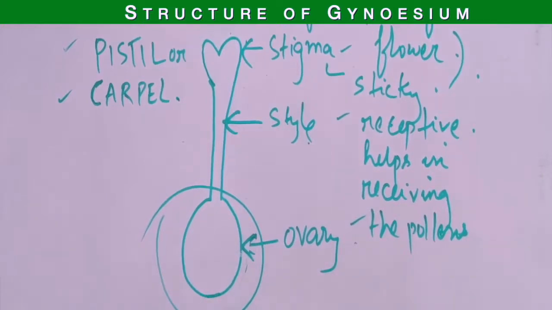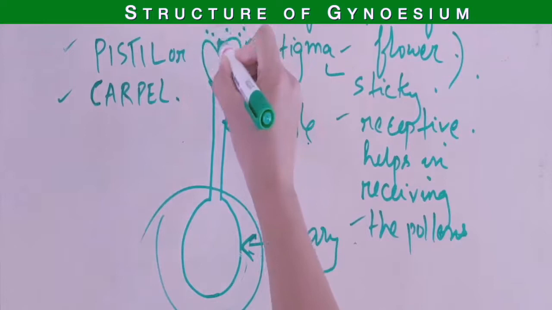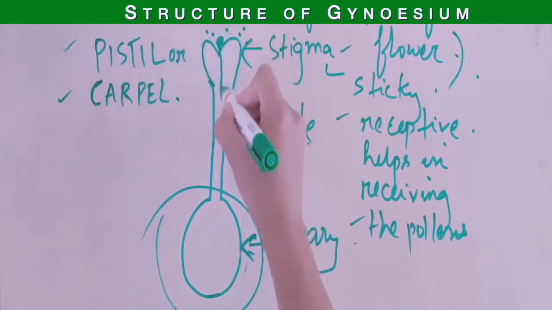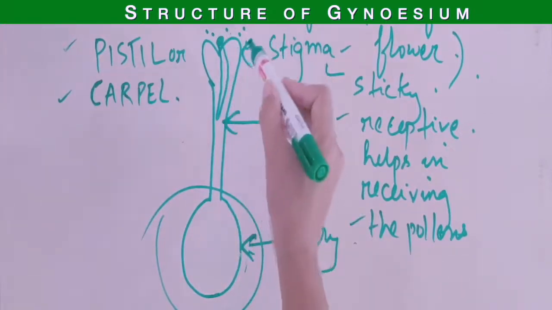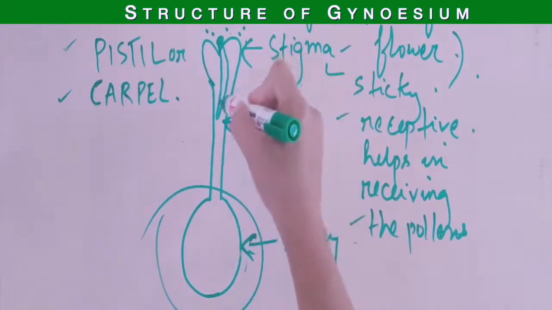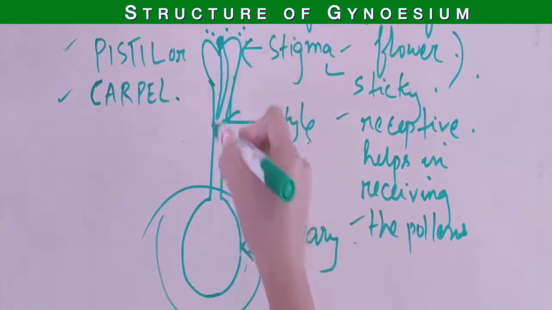Pollinating agents like bees and different kinds of animals as well as human beings carry the pollen. The pollen grain forms a pollen tube. The style receives the pollen grains from the stigma, and the style is tube shaped.